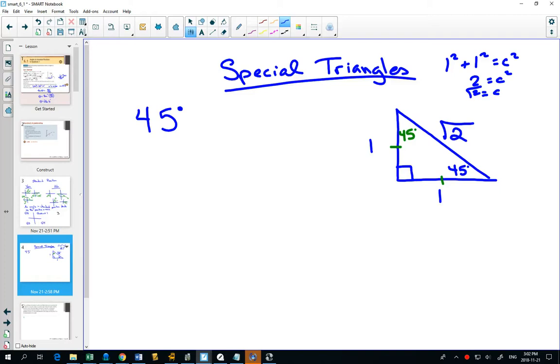Now, did we need our calculator to make that triangle? No. We just picked a side length. We made it 1, and then we did a squared plus b squared equals c squared. Look at that triangle. Can you tell me what tan of 45 degrees is? 1. Why is it 1? Opposite over adjacent. 1 divided by 1 would be 1. If you had picked 2, it'd be 2 divided by 2, still 1. If you picked 8.72, it'd be 8.72 divided by 8.72. It would still be 1.